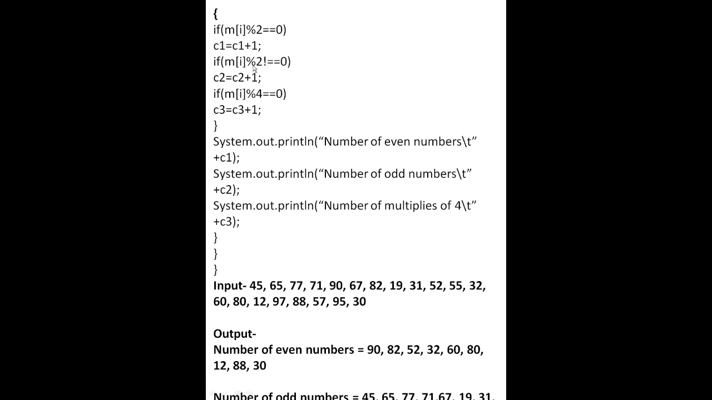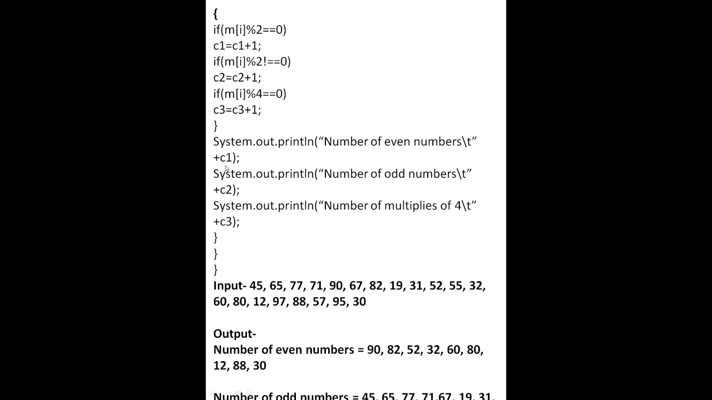If m[i] divided by 2 is not equal to 0, then these are the odd numbers, and the odd number is stored here. If m divided by 4, these are the multiples of 4 which are divisible by 4, that is known as a multiple of 4, then the remainder will become 0. They will be stored in c3. Then we will write System.out.println, number of even numbers. This is used for tab, 1 tab space plus c1.